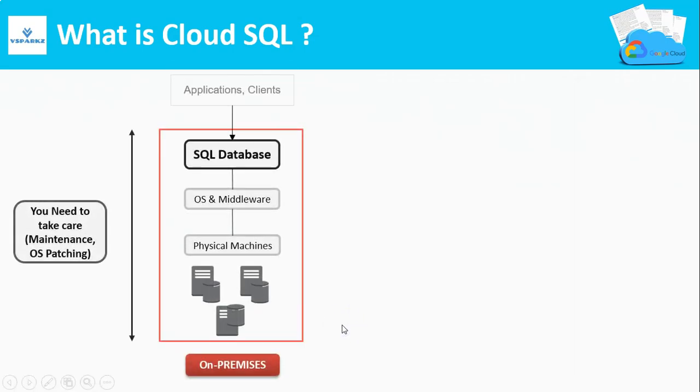Normally, what will you do to get a database? First, you will provision the base machine. Machines could be physical or virtual. On top of the machines, you will install the operating systems, and then on top of it, you will install the database. The database engines could be of anything like MySQL, MariaDB, Postgres, etc.